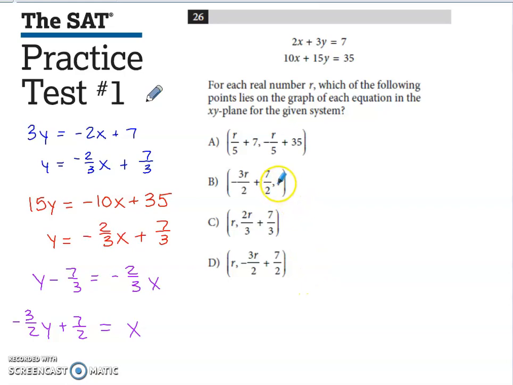What if the y value is specified by r? If the y value is specified by r, what calculation would I do with that r to determine my x? So I took either version of this equation in slope-intercept form, and I solved it for x. So I subtracted 7/3, I divided both sides by negative 2/3, and what that ended up giving me was negative 3/2 times y plus 7/2. Negative 3/2 times our y, which is specified by r, plus 7/2.